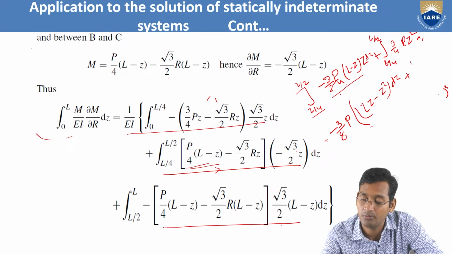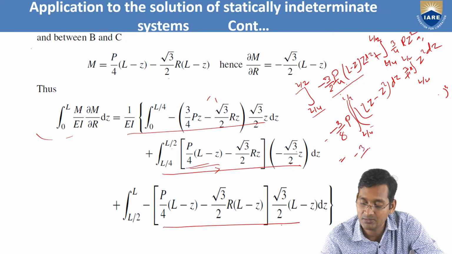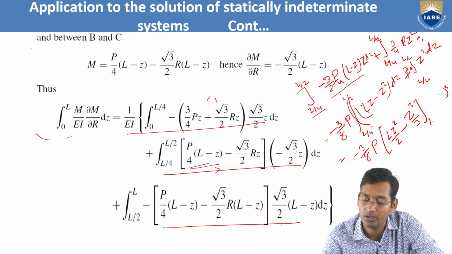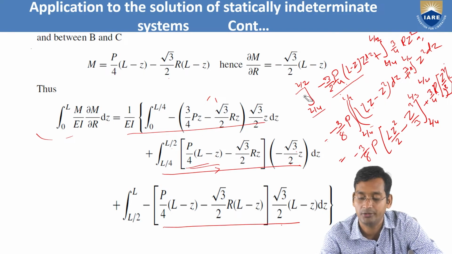And for this one, plus L by 4 to L by 2, simply this will be 3 by 4 r common. Here z square dz. So this term is here. Now the limit is L by 4 to L by 2. So minus 3 by 8 p. Now I'm integrating: Lz integration is L z square by 2 minus z cube by 3. The limit will be L by 4 to L by 2, plus similarly here 3 by 4 r, integration is z cube by 3, L by 4 to L by 2. Now just put the limit here.